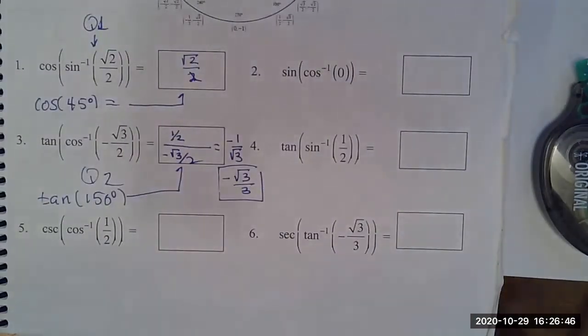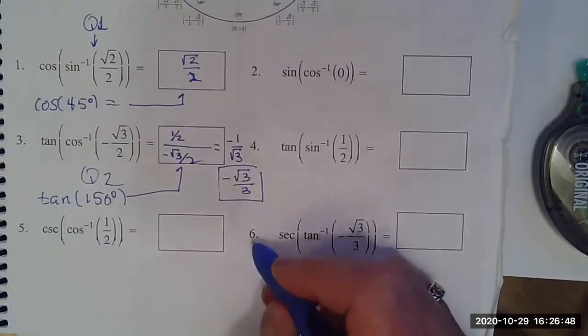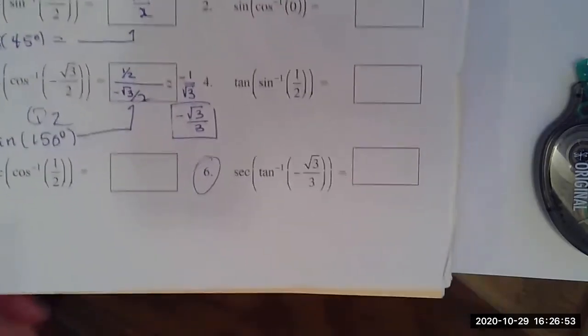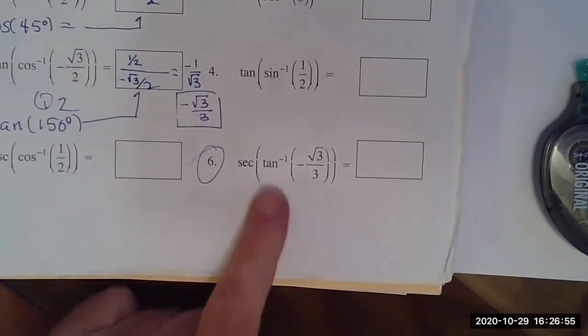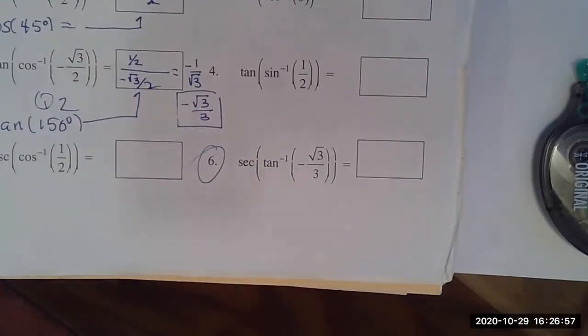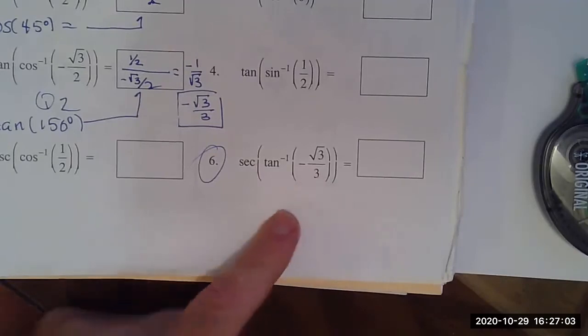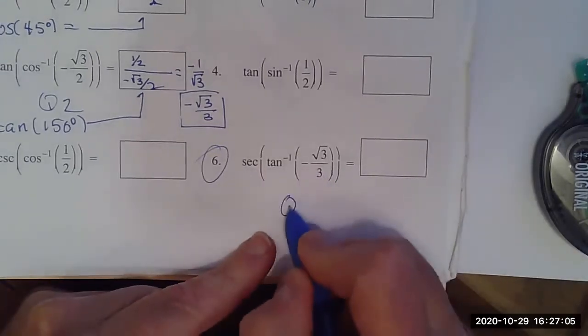I'll do one more. I'll do this one. Okay, so I start inside. Notice what I'm doing. It's like I'm working inside and working out. So start inside: tan inverse of negative root 3 over 3. Since it's negative, it's quadrant 4.